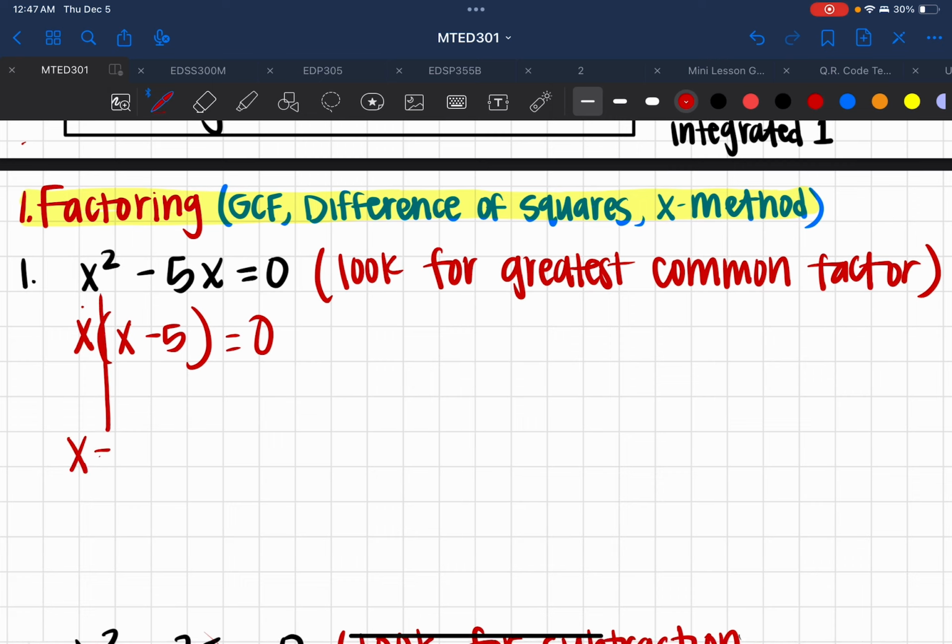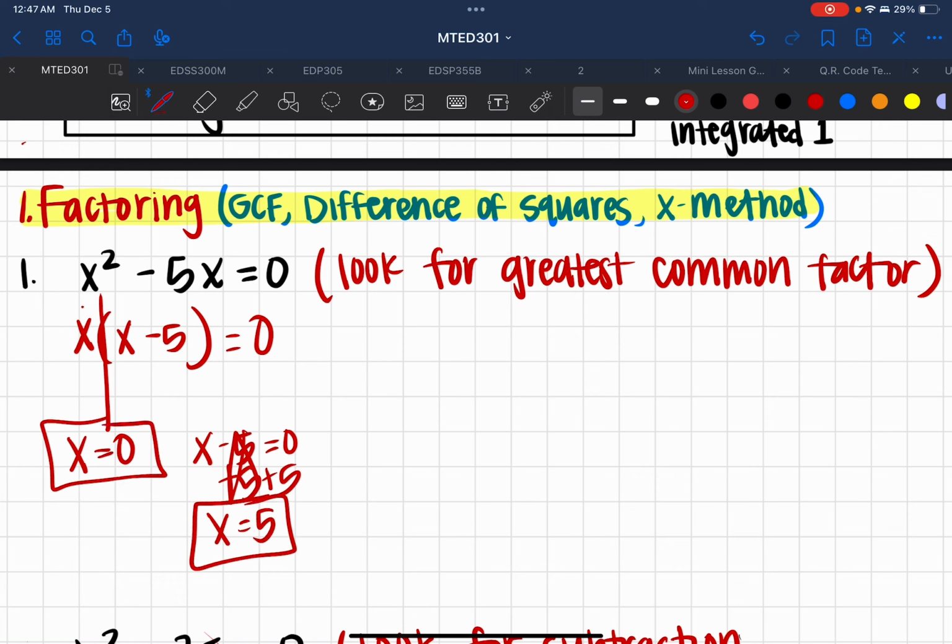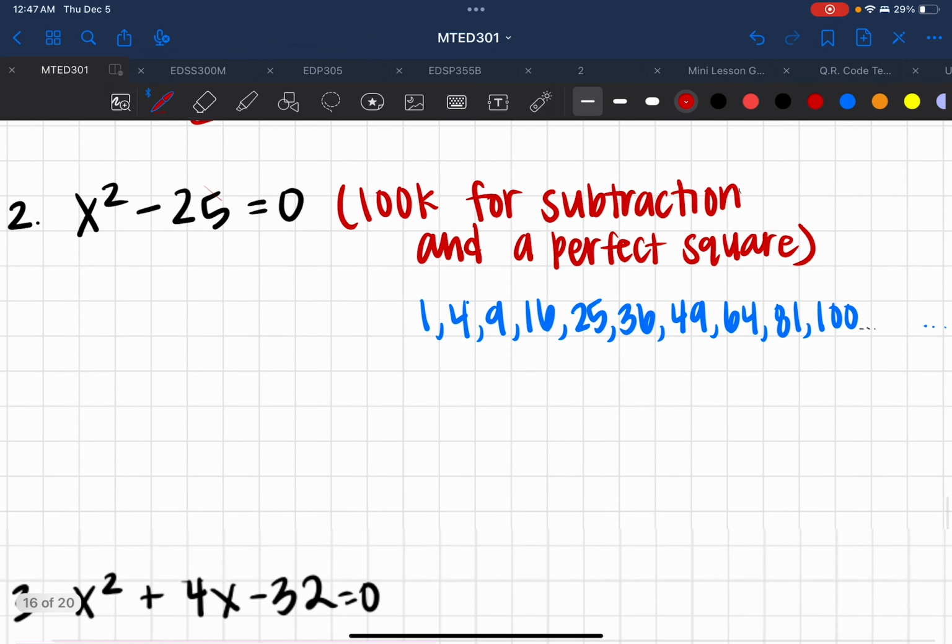We have x equals 0 and we have x minus 5 equals 0. To isolate that x, I'm going to add 5 to both sides and I'm going to be left with x equals 5 and x equals 0. So we were able to find our two solutions using the GCF. Let's go ahead and look at this next problem.